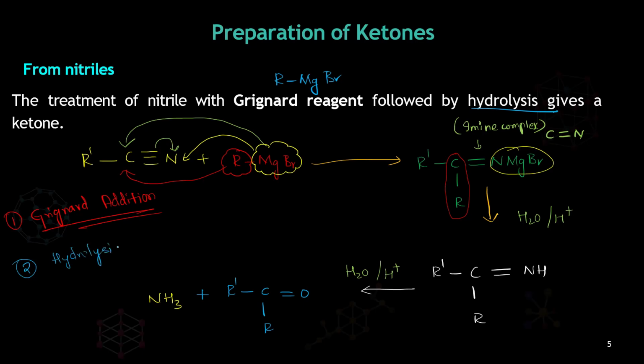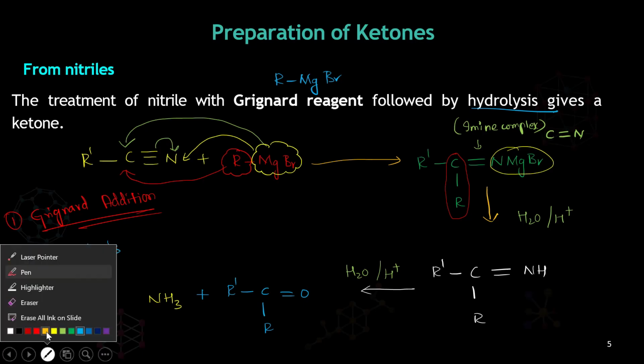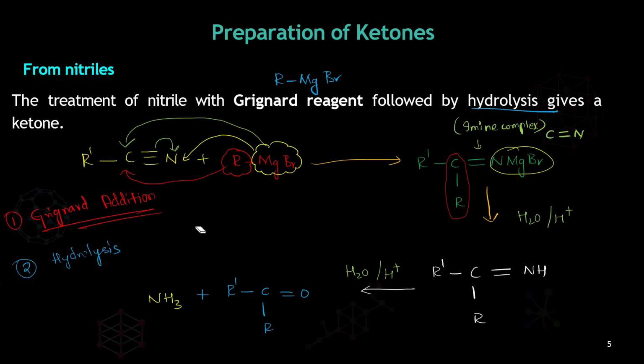So what happens here? In the hydrolysis, there is addition of water under acidic condition. H plus means acidic condition, remember. So we are doing the addition of water under the acidic condition, and that will lead to two sequential steps. This is one step, and this is the second step. So hydrolysis will happen continuously for two steps.